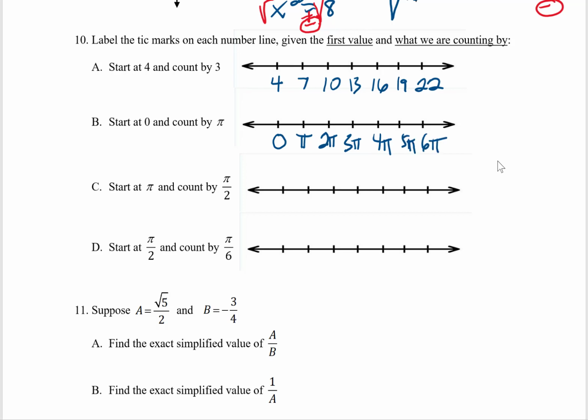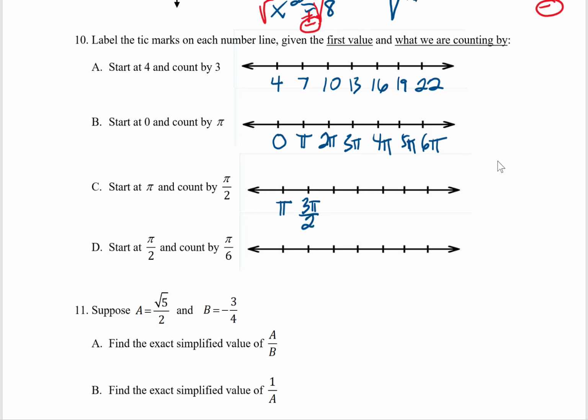Okay, now it gets trickier. I'm starting at pi and I'm counting by a half pi. I think we can probably do this one in our head. 1 pi plus a half a pi would be 1½ pi. 1½ is 3 halves as an improper fraction. So we write 3 pi over 2 for 1½ pi.